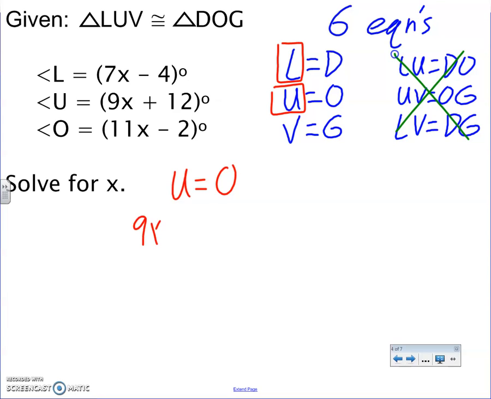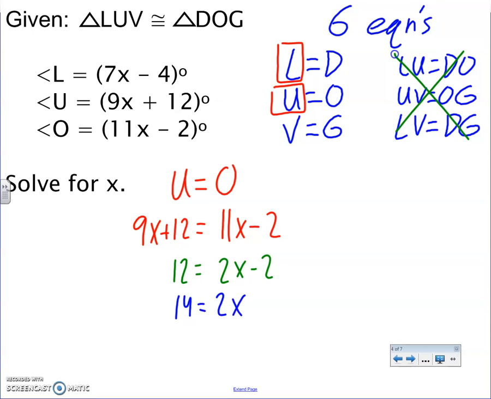So 9x plus 12 equals 11x minus 2. I'm going to solve for x by subtracting 9x from both sides. So this will be 12 equals 2x minus 2. Add 2 to both sides. 14 equals 2x. Then divide both sides by 2. I get 7 equals x.